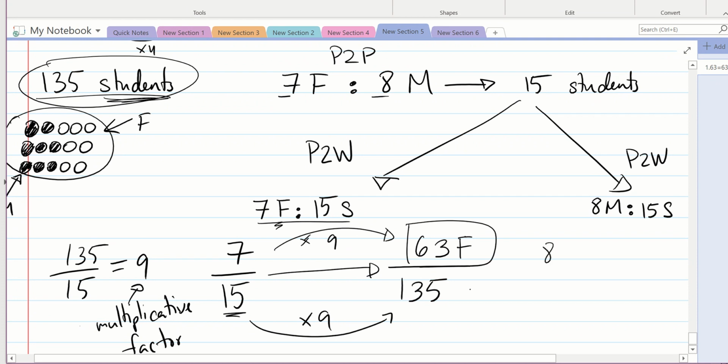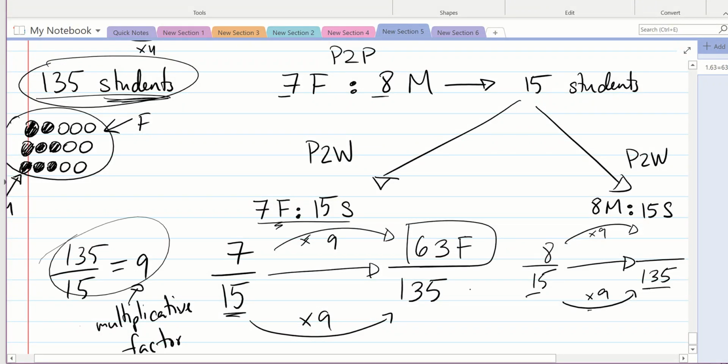So same thing on this side, 8 over 15. This is going to turn to, just like this side, 135. And we know it's going to be the same multiplicative factor, right? It's not going to be anything different in this case. Because we know 135 divided by 15 gives us 9. We just did it right here. 8 times 9, that gives us 72. So we know there's 72 males, 63 females, right? And if you want to check, 63 plus 72 gives us 135 total, right?